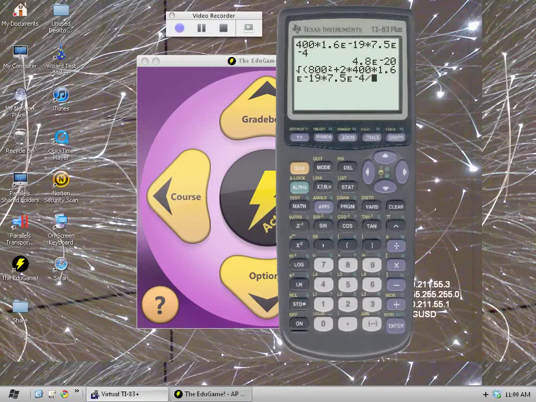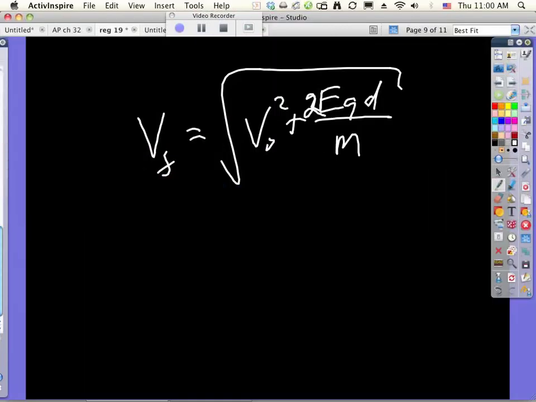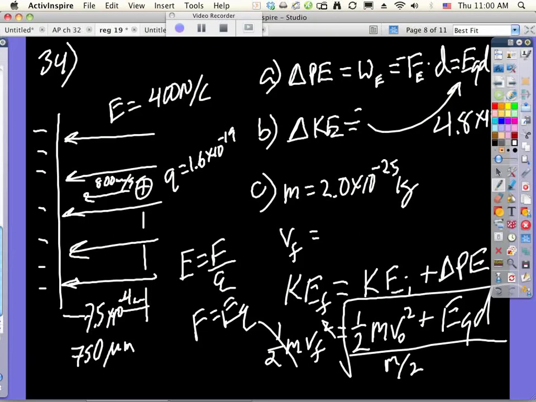What was m? 2 times 10 to the minus 25. And do you get like 1,058 meters per second? So I get an answer of 1,058 meters per second.